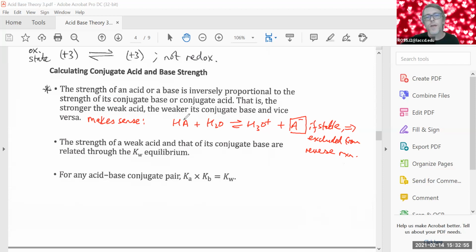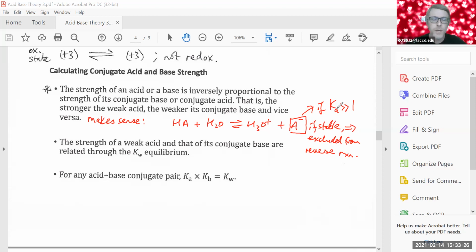So if we think about that equilibrium, if we assume that Ka is a lot greater than 1, then equilibrium is shifted far to the right, favoring product. If A minus were not stable, it would shift left again and it would lower K. So not only does this make sense, but it has to be this way to be internally consistent.